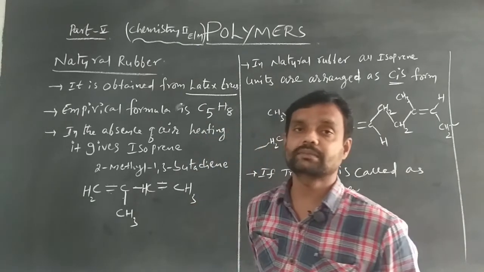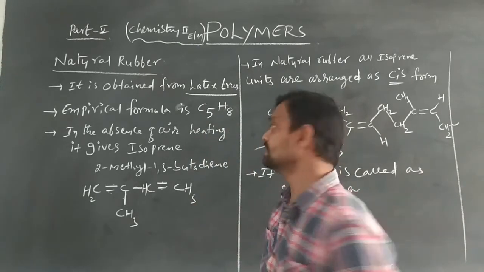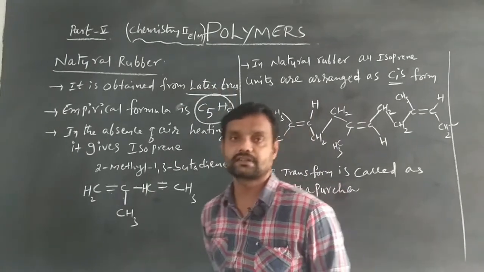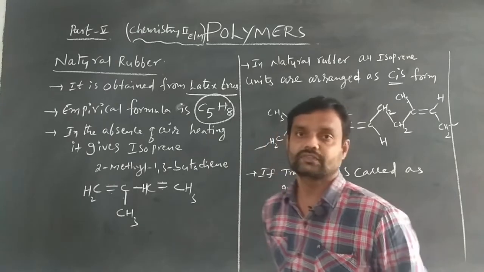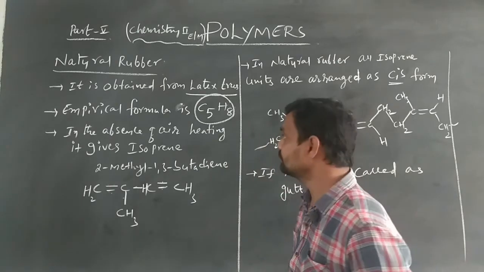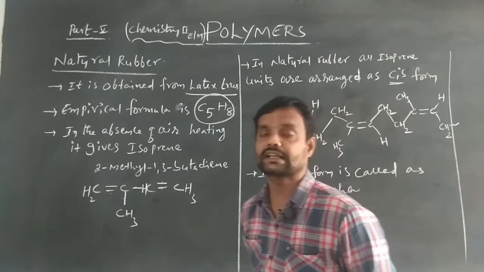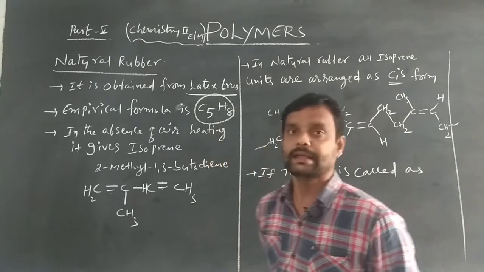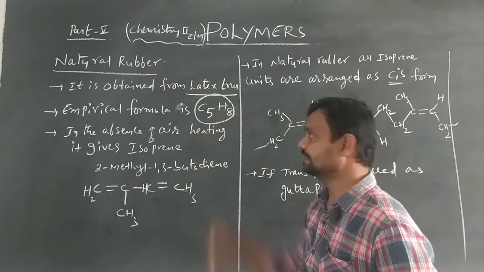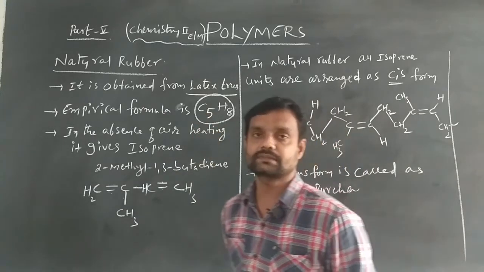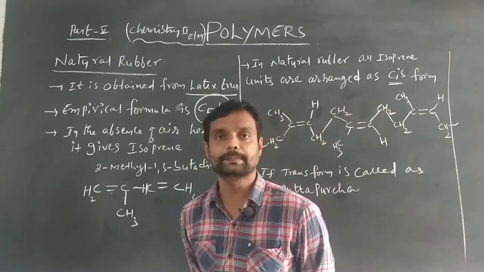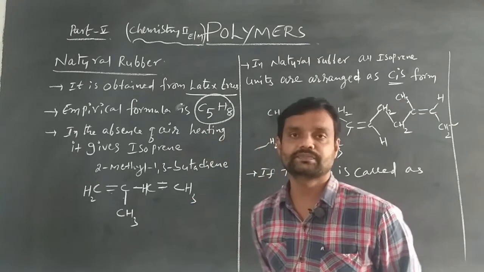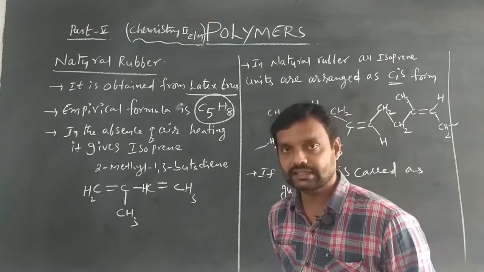The empirical formula of natural rubber is C5H8. From that we should conclude that natural rubber is a hydrocarbon, because when we observe its empirical formula, the carbon and hydrogen are present, and we do a simple experiment in presence of air.